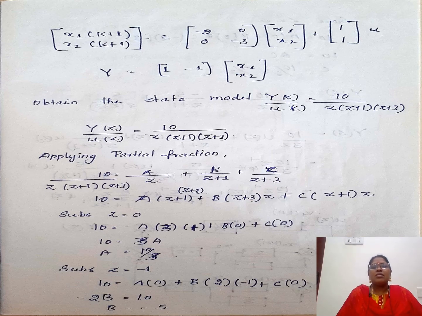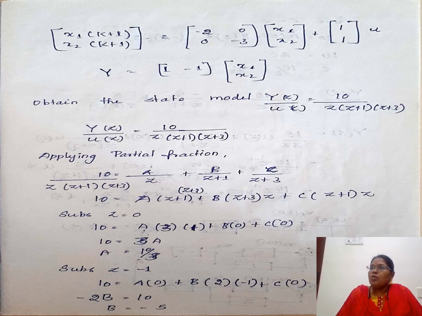After getting the equations, you have to form a matrix. This is the matrix. This is x1 of k plus 1, x2 of k plus 1. This is minus 2, minus 3. And also find what is the equation for the output. That is 1, minus 1. Here you have only two state variables. So it is x1 and x2.